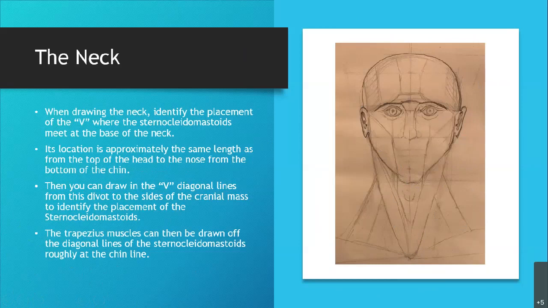The trapezius muscles can be drawn off of the diagonal lines of the sternocleidomastoids, roughly at the chin line. So you can see them here. That's the trapeziuses that come back down to complete your neck area.